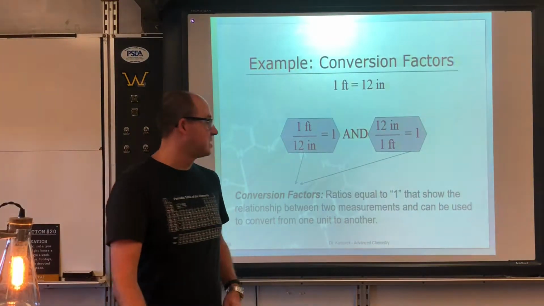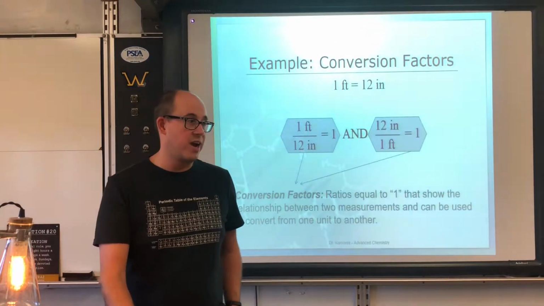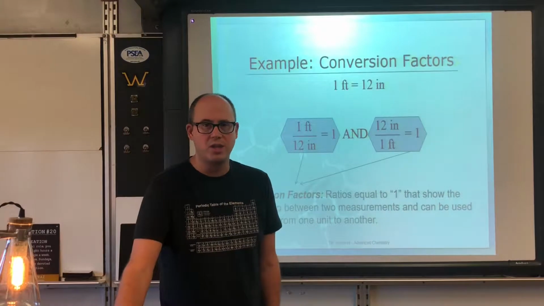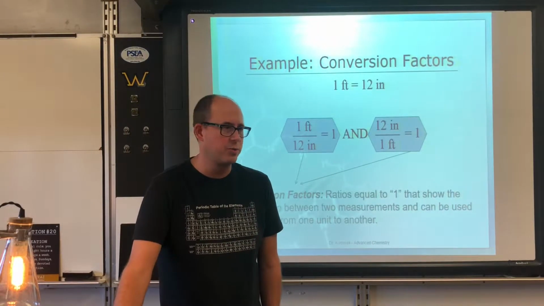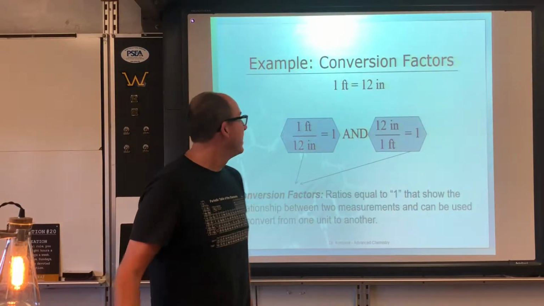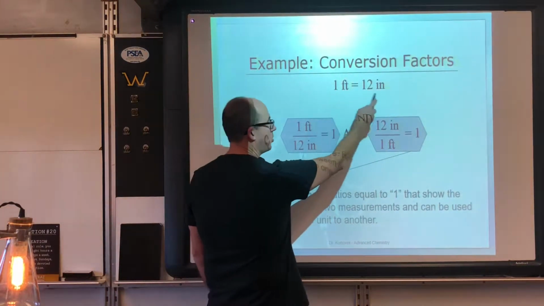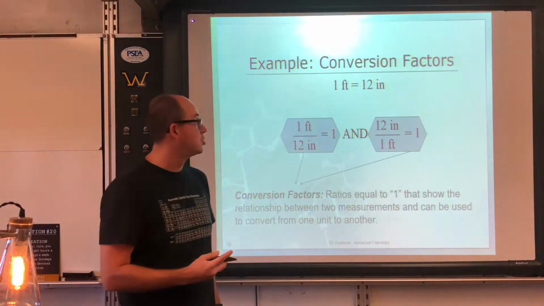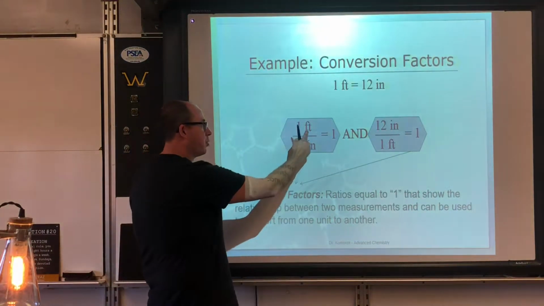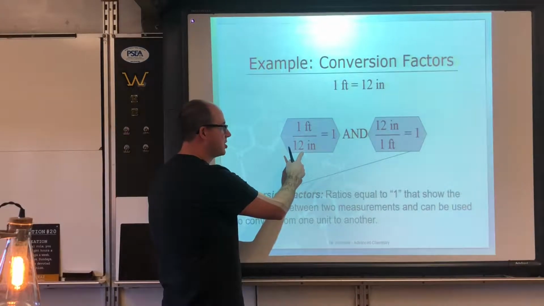In dimensional analysis, we use something that's called a conversion factor. Now, on the previous slide, it said a conversion factor is a ratio equal to 1 that shows how two measurements are related. Ratios can just be written as a fraction. This is the relationship between feet and inches. 1 foot is equal to 12 inches. Written as a ratio or as a fraction, we end up with 1 foot over 12 inches.